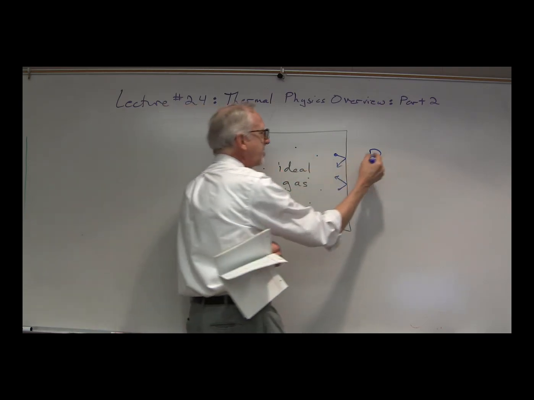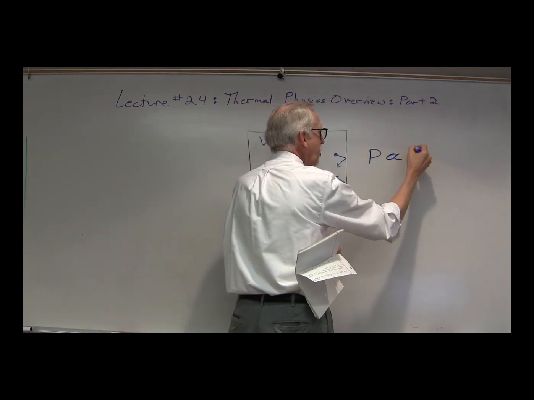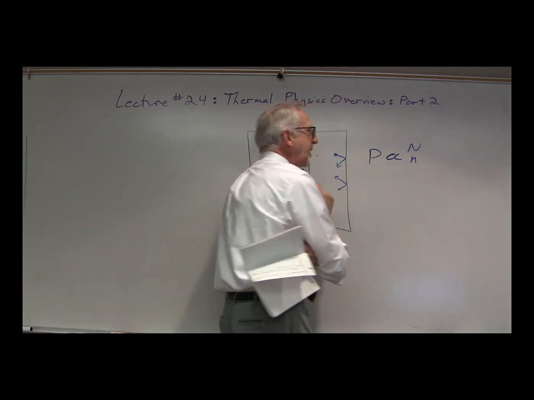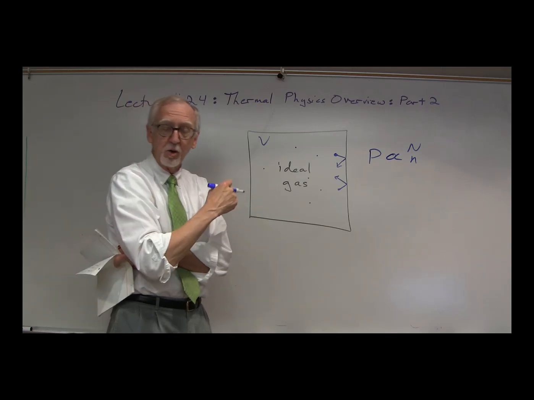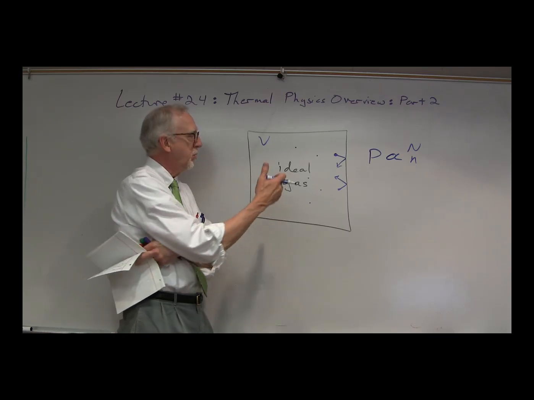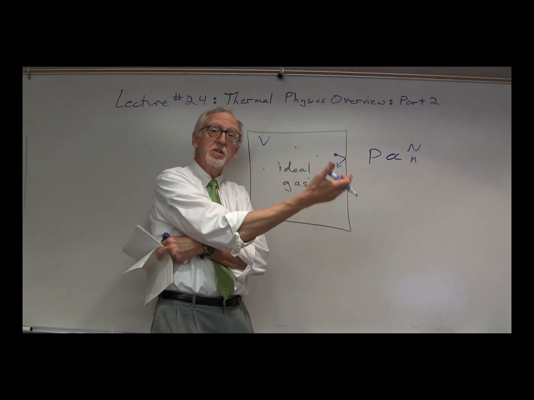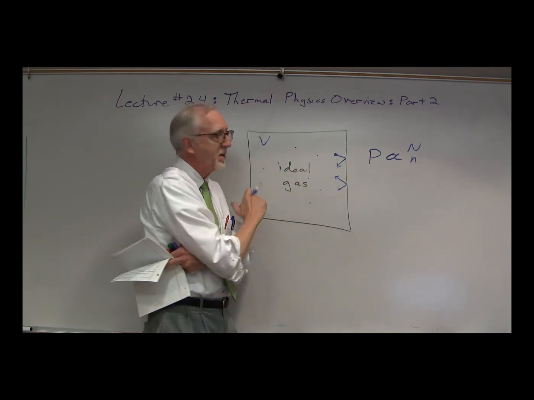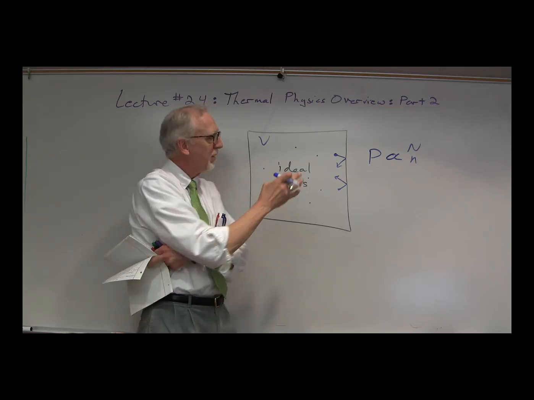So we expect that the pressure will be proportional to, and we can write it either in terms of the number of particles or the number of moles. If we double the number of particles or double the number of moles, we would expect twice as many bounces per second, so to speak, and so we would double the pressure. Okay, so that makes sense.